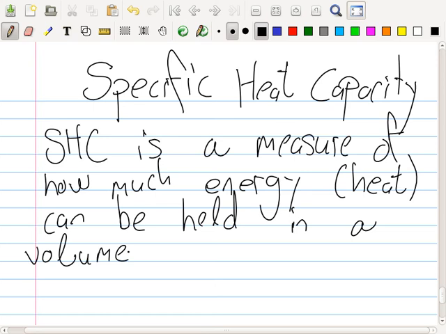Okay, that's all. In a volume. Specific heat capacity is a measure of how much energy in heat form can be held in a volume. In other words, it's like a battery. If the specific heat capacity is big, what does that mean? You tell me, what does a big specific heat capacity mean?